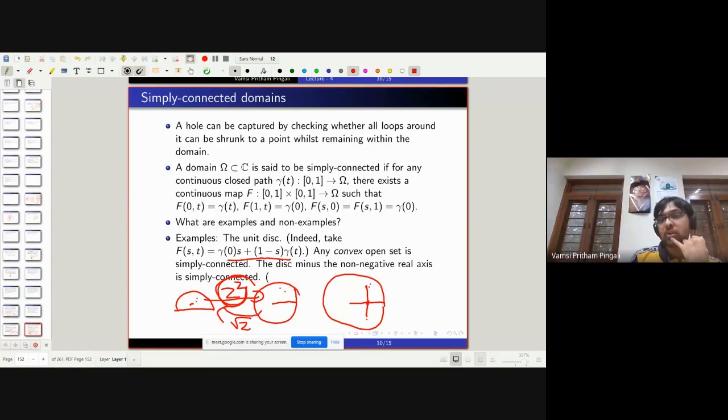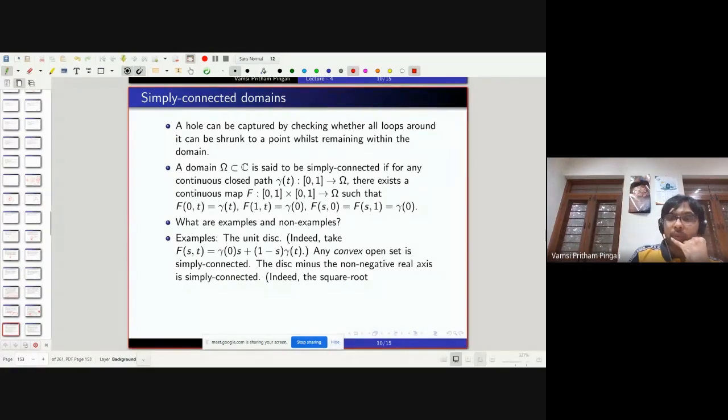Yeah, that's correct. Of course, I did not define simply connected by using this so-called winding number, but if I had done it that way, then you're absolutely right. But I defined it this way, so this is the easiest way to prove this. Okay. Indeed, the square root map takes it to the hemidisk, which is convex. Okay.